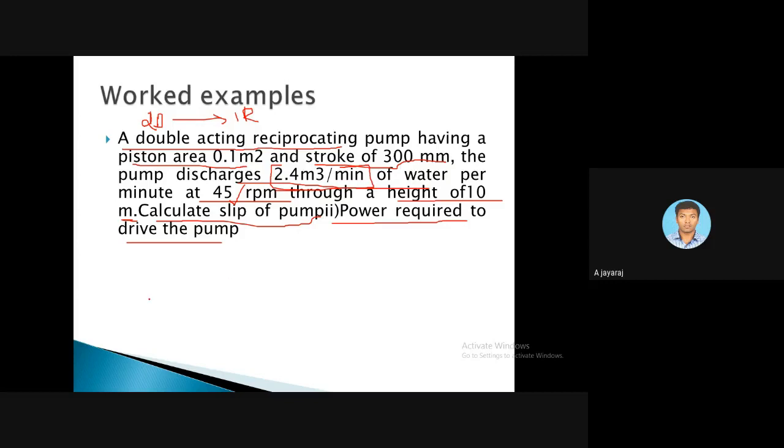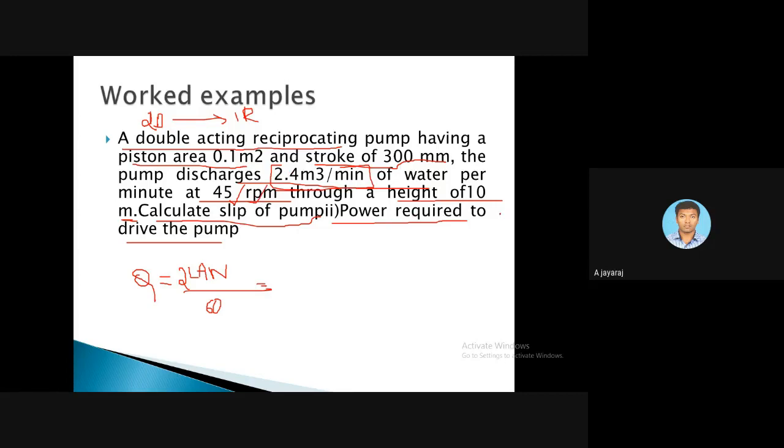So to find out the theoretical discharge formula, since it is a double acting pump, we have to multiply our LAN divided by 60 formula with 2. This 2 is because it is double acting, meaning 2 deliveries per one revolution. So by multiplying this equation by 2, we'll be able to obtain the theoretical discharge. Then we can find out the slip.